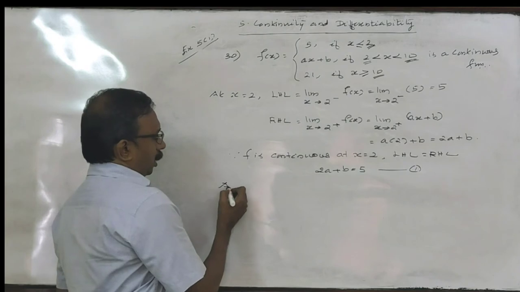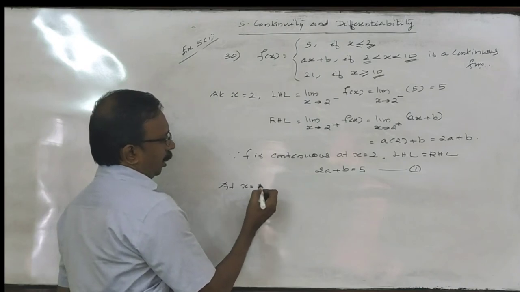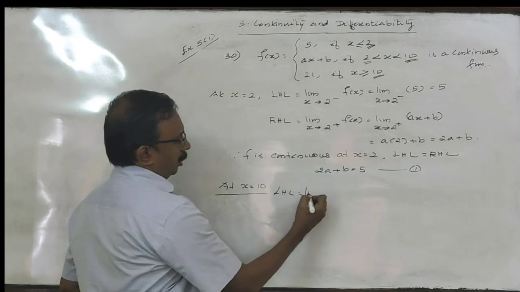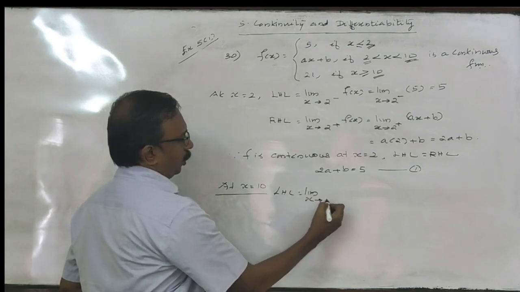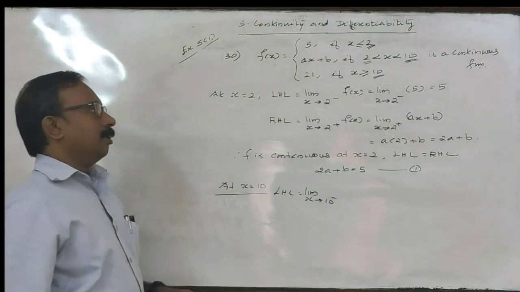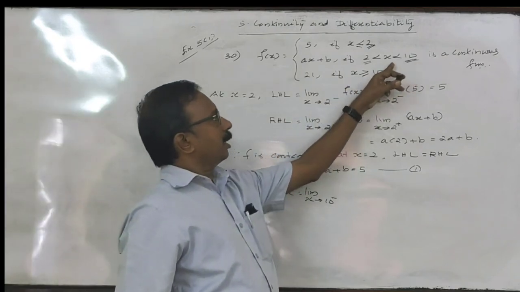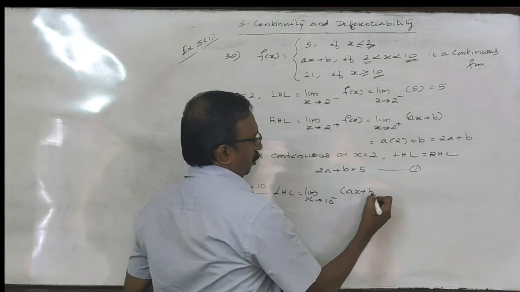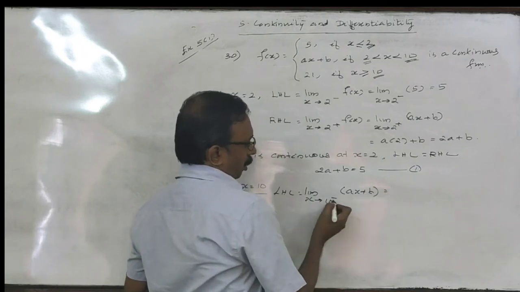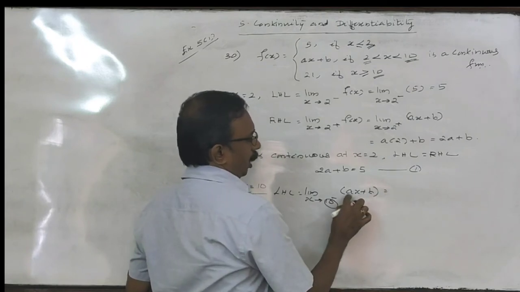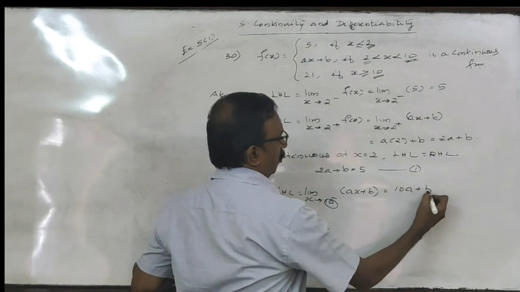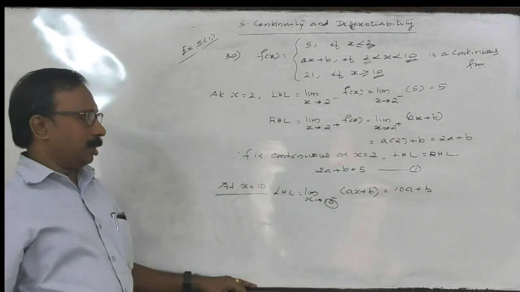Again, at x is equal to 10, another point of concern. Here LHL is equal to limit of x tends to 10 minus. When x is less than 10, the function is ax plus b. Here put x is equal to 10, so a into 10, that is 10a plus b.